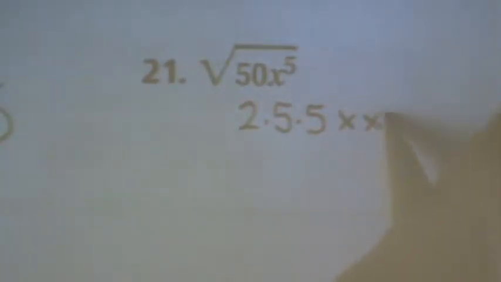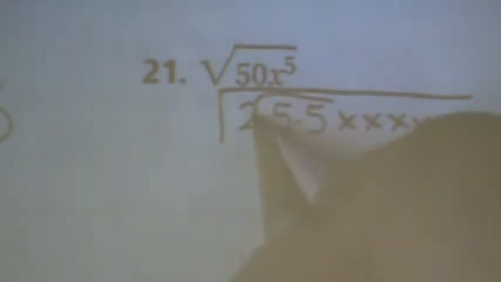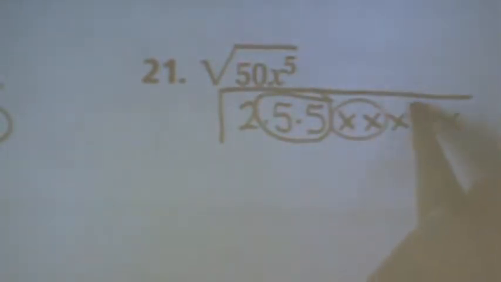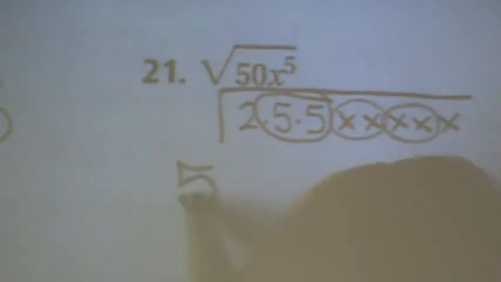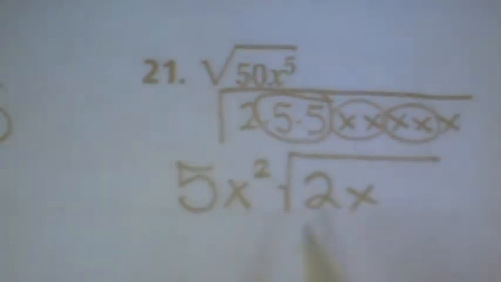21. 2 times 5 times 5 is 50, and then we have 5 x's. Take out a 5 and a couple of x's. So the answer is 5x squared, and we're left with 2x. This and this do not have a pair. So 5x squared comes out, 5x squared comes out, and 2x stays.